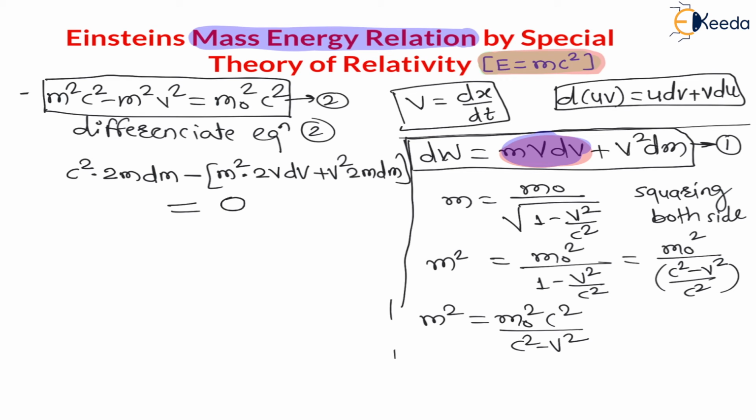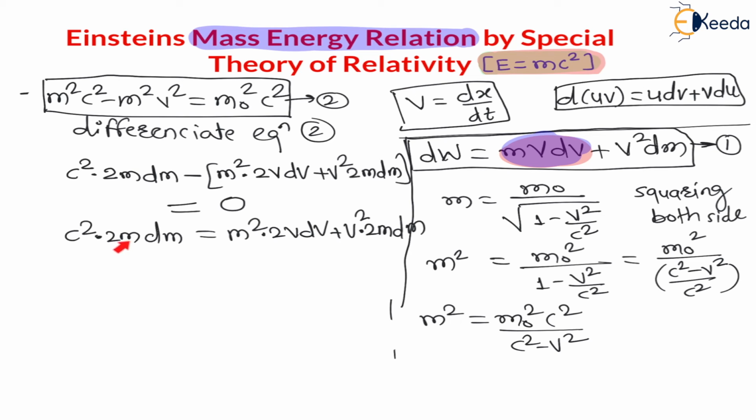So let us equate both sides. Therefore can I write C square into 2M dm is equal to, this complete term I am taking on the other side, M square into 2V dV plus V square 2M dm, right? Am I writing correct? Are you getting this point?